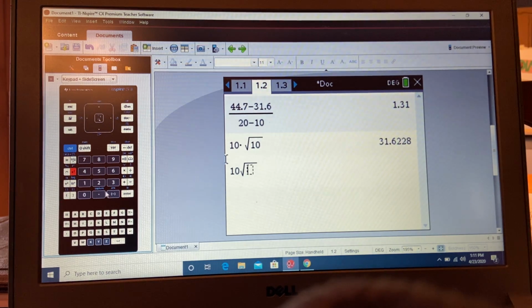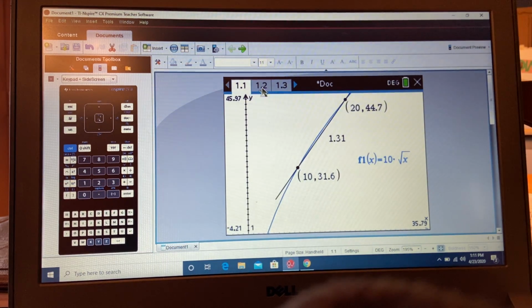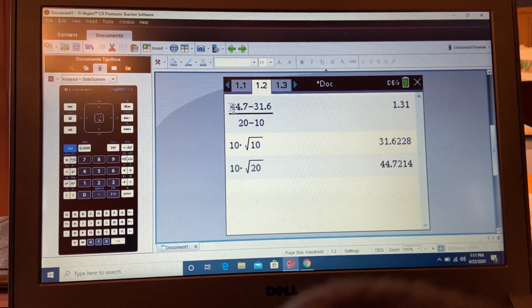20 is our other x value. And that gives me my other y value of the point. So there are 2 y values, 44.7 and 31.6. So you have to find your y values first. Now you can also define your equation if you'd rather do it that way.